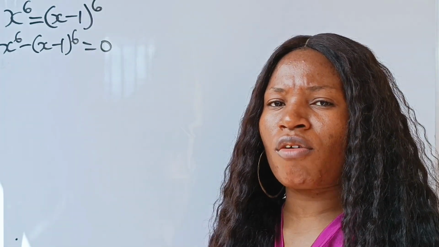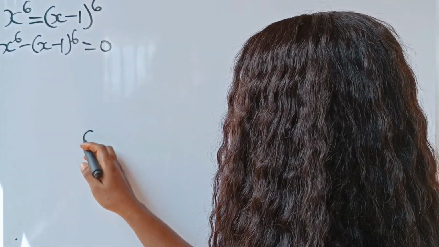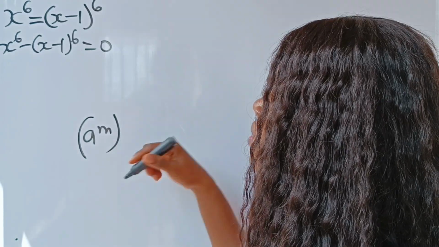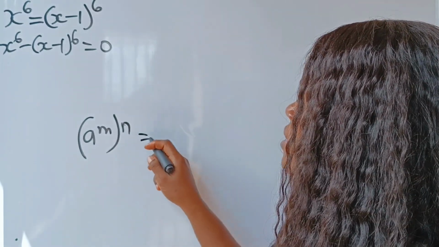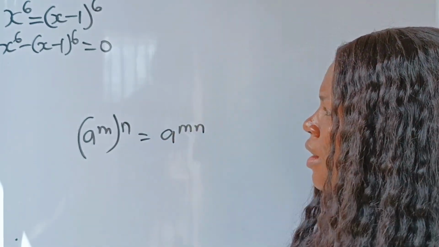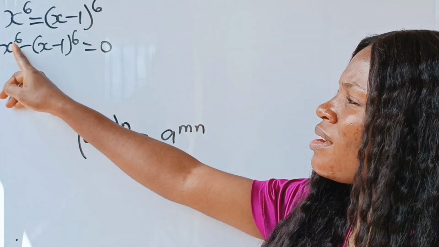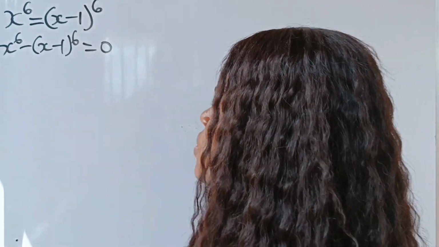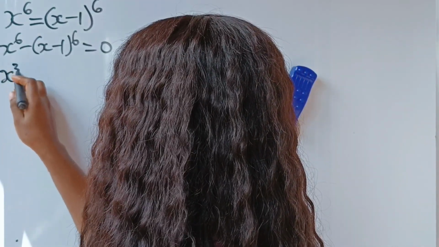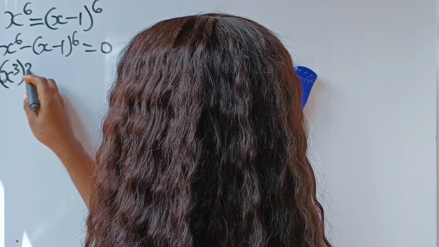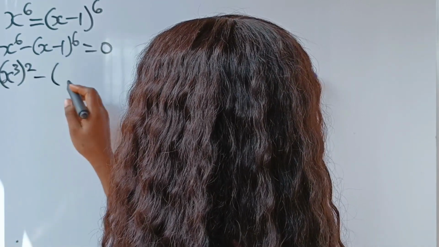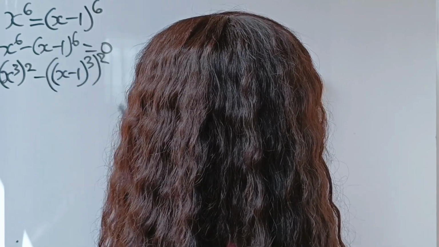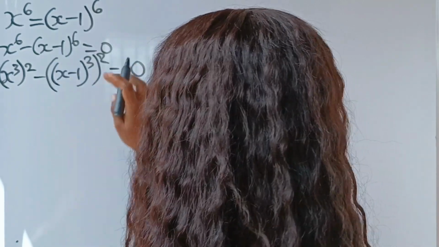Now recall this law of exponents, or indices, that states that (a to the power of m) raised to the power of n is equal to a to the power of m multiplied by n. So since we have 6, we can say that 6 is 2 multiplied by 3, right? Yes. So we go ahead to do that. We write (x to the power of 3) raised to the power of 2, minus (x minus 1 to the power of 3) raised to the power of 2 as well, is equal to 0.